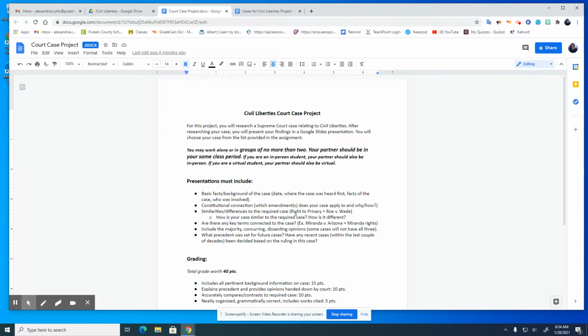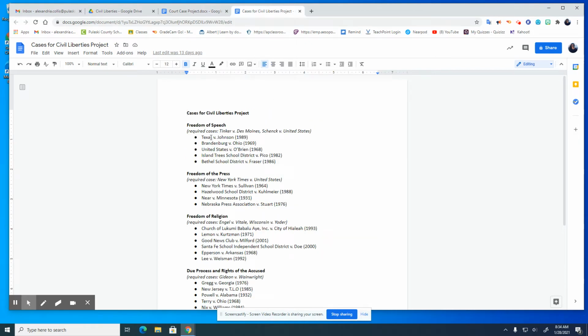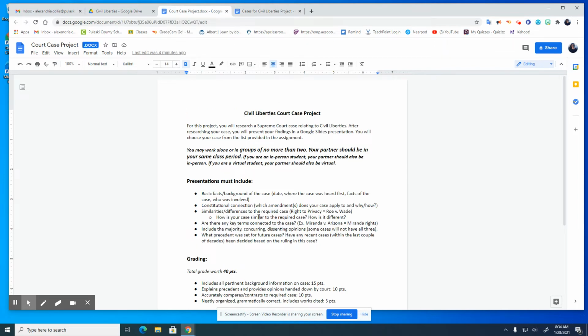The similarities and differences to the required case. So for example, if your case was about the right to privacy, you would compare it to Roe v. Wade. Or if you were to look at the list here and say you chose Texas v. Johnson, you could compare your case to Tinker v. Des Moines or Schenck v. the United States. Okay, so that is what I mean by comparing it to a required case. So how is it similar to that required case that you have to know for the exam? How is it different? Are there any key terms that are connected to the case? So for example, in the case of Miranda v. Arizona, Miranda rights are established.